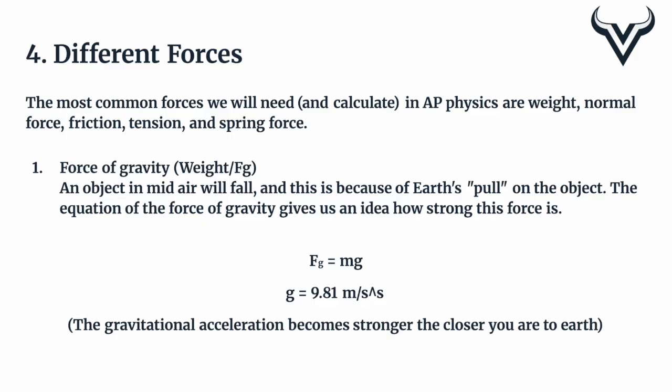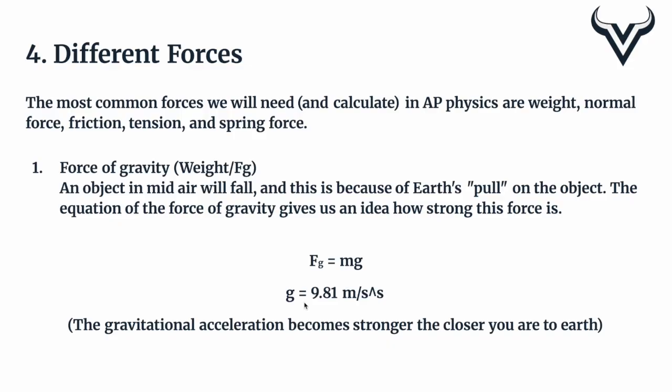We know that an object in midair will fall, and this is because of Earth's pull on the object. The equation of the force of gravity gives us an idea of how strong this force really is. Let's look at the equation. Force of gravity can be represented by Fg, and it is calculated by m times g. M is the mass of the object in kilograms, and g is the gravitational constant, which is 9.81 in every single question you will be doing.